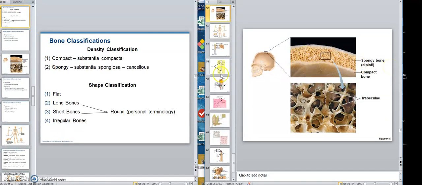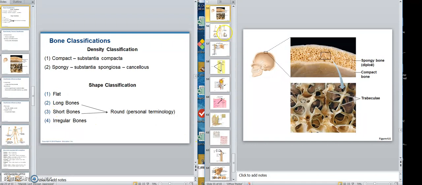All right, anyway, going further. Shape classification of bone. We have flat bones, long bones, short bones, and irregular shapes. Now, this is my own term here, so I just wanted to make clear it's not in the book. The long and short bones are kind of round, sort of like one of those colonial columns, to be honest. So that's my term, but actually the official names are flat, long, short, and irregular.